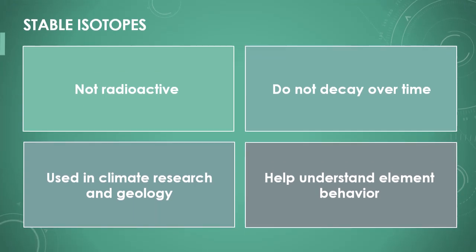Stable isotopes are isotopes that are not radioactive and do not decay. They remain unchanged over long periods of time. These isotopes are used in many scientific fields, such as climate research or geology. They help to better understand the behavior of elements in nature.